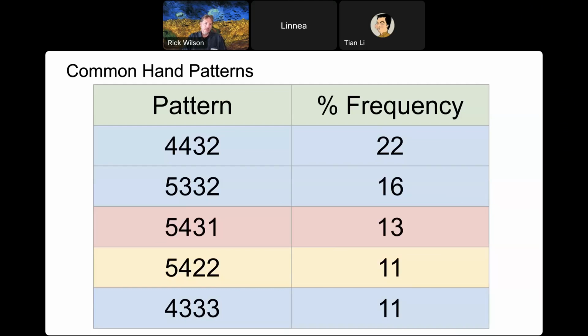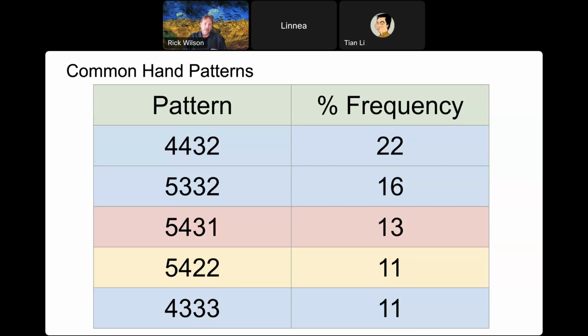So if we look at the pattern 4432, we think about that as the distribution of the four suits within a hand, and that's the most common hand pattern that we have. So we see 4432s all the time. And 5332 is the next most common.